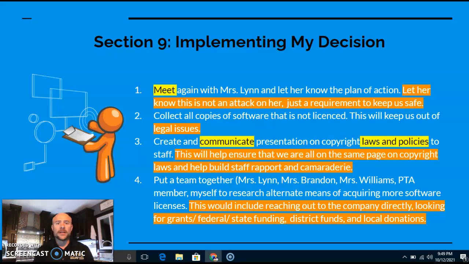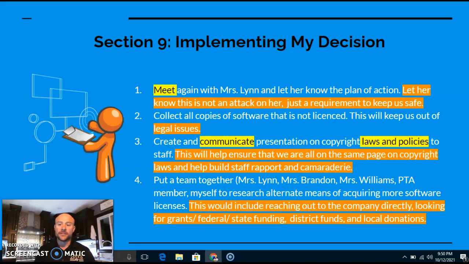Number 2, collect all copies of the software that is not licensed. This will keep us out of the legal issues. Step 3, create and communicate a presentation on copyright laws and policies to the staff. This will help ensure that we are all on the same page on the copyright materials and helps build staff rapport and camaraderie.